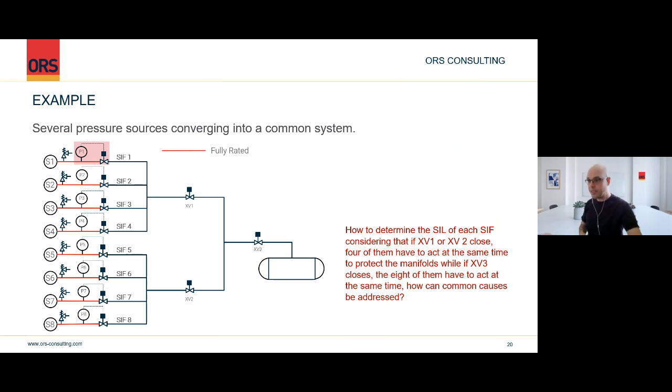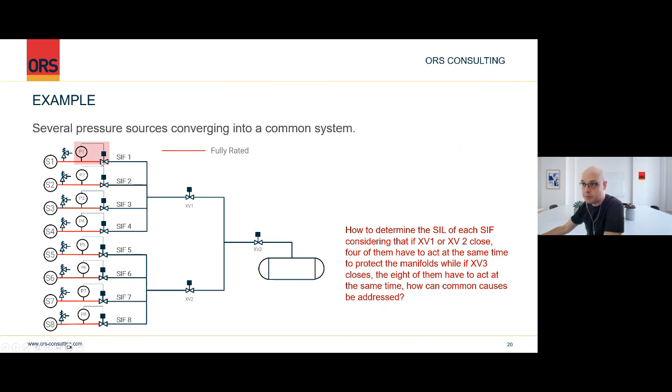So imagine the scenario that I was talking about before. You have different pressure sources, right? So you may have 8 different sources. 4 of them go to one manifold, 4 of them go to another manifold. Each of those manifolds has a common isolation valve, and then you join those 2 manifolds and you have a further common isolation valve and then a separator.